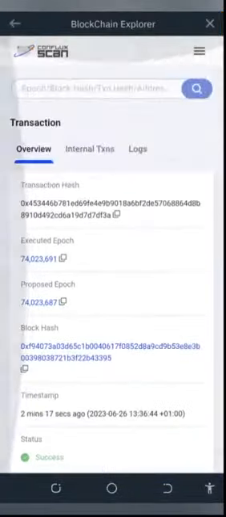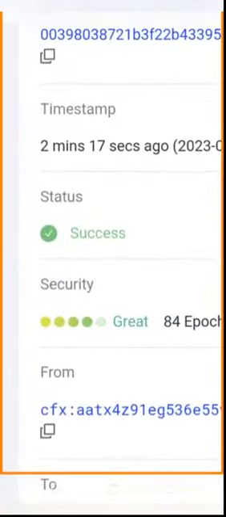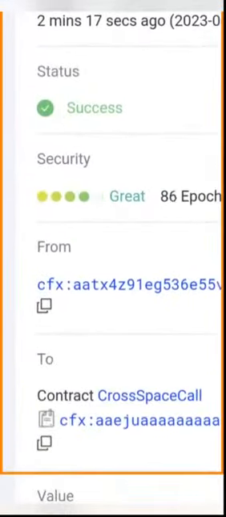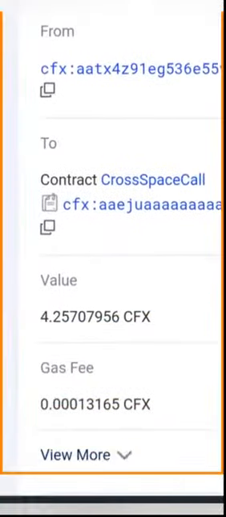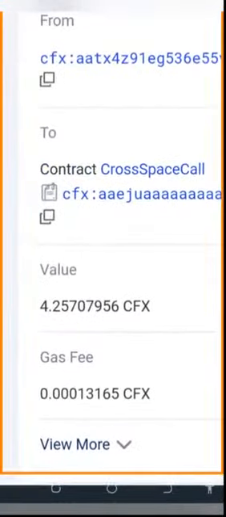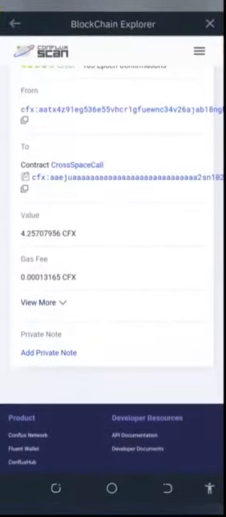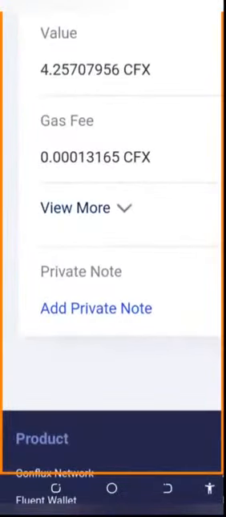Got it. Okay. We're still waiting. I just saw success here. Okay, so if we say success, we may just have to wait a little while to see what's going on. You can see everything is here. All right, so we can see that it's 4.257 CFX, because don't forget it has to take its own trading fee. Everything is here.